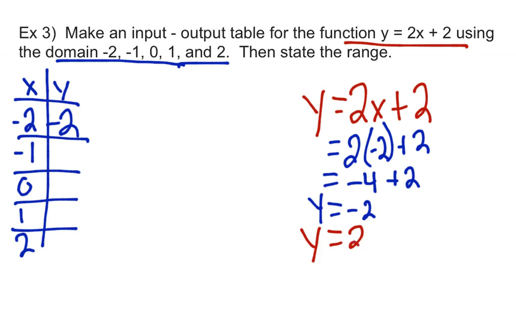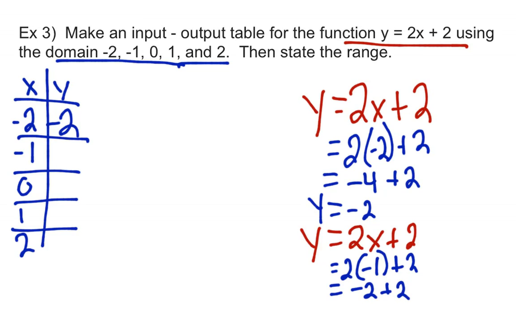Y equals 2x plus 2. But this time I'm on to the next number, which is a negative 1. So I plug my negative 1 in for x. Okay, well 2 times negative 1 is negative 2. I still have to add that 2. So negative 2 plus 2 equals 0. So in this case, I get y equals 0.